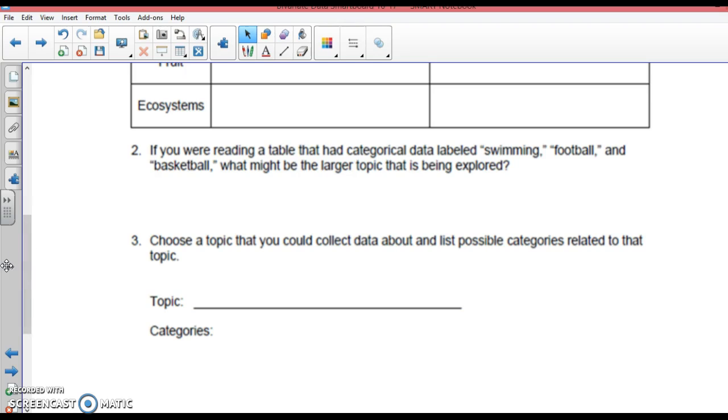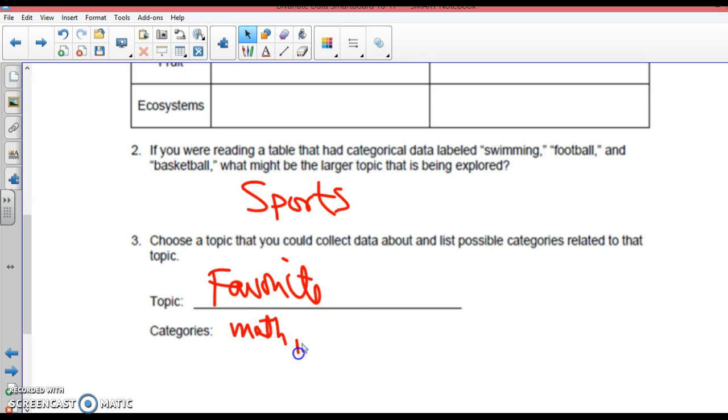If you were reading a table that had categorical data labeled swimming, football, and basketball, what might the larger topic be? Sports. Choose a topic that you would collect data about and list possible categories related to that topic. All right, well, let's do favorite subject. And if we wanted to do that, we'd list all the subjects. Math, ELA, social studies, etc.